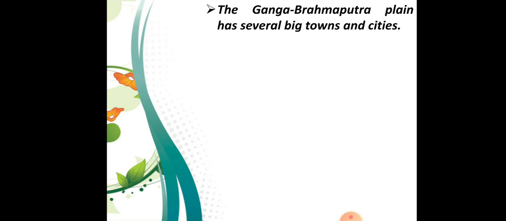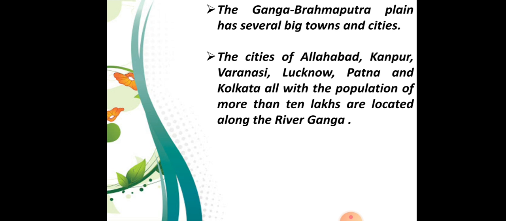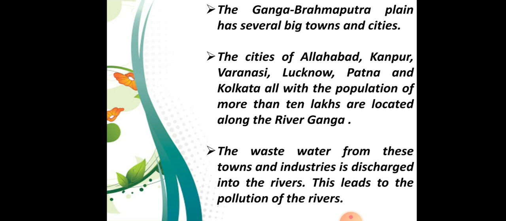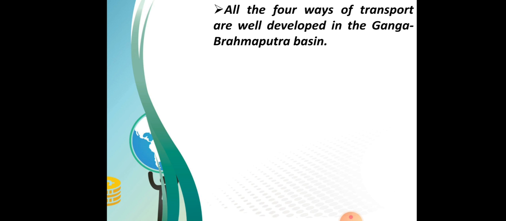Now, the Ganga Brahmaputra plain has several big towns and cities. The cities of Allahabad, Kanpur, Varanasi, Lucknow, Patna, and Kolkata, all with a population of more than 10 lakhs, are located along the river Ganga. The wastewater from these towns and industries is discharged into the water. This leads to the pollution of the rivers.